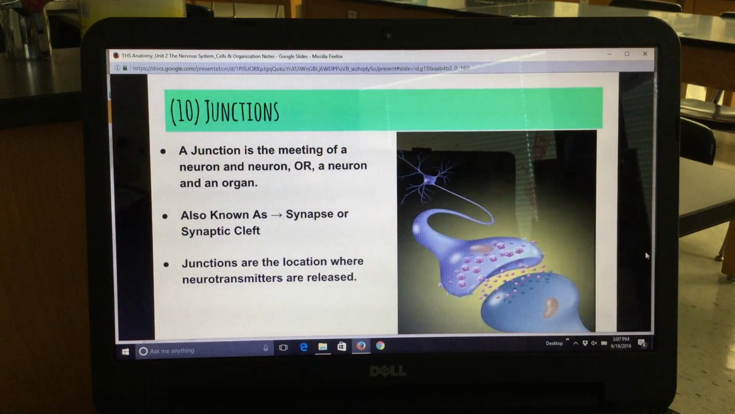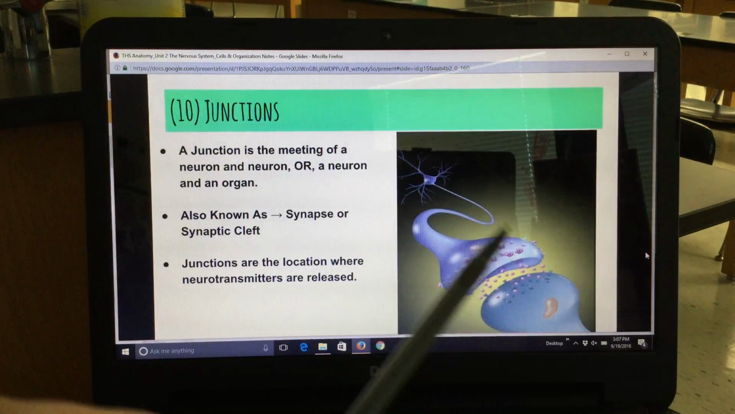So we're going to move now from talking about different types of neurons and types of neuroglia to junctions. Junctions are the places or meeting points between two neurons or a neuron and an organ. In some other classes or higher level learning, you might learn this as a synapse or synaptic cleft. And really the junctions are just the locations where very special chemicals called neurotransmitters are released.